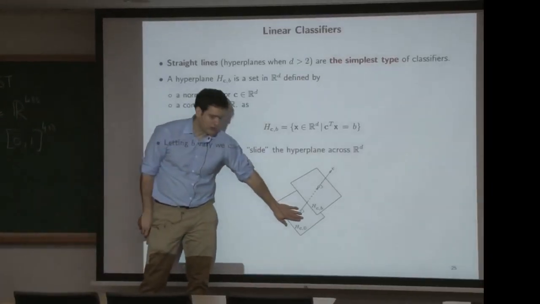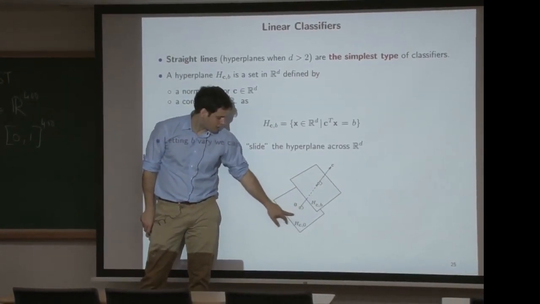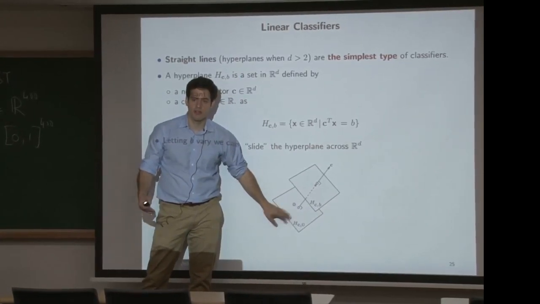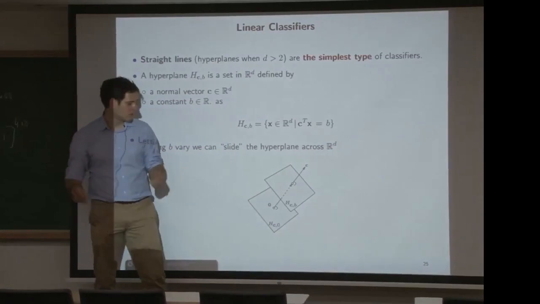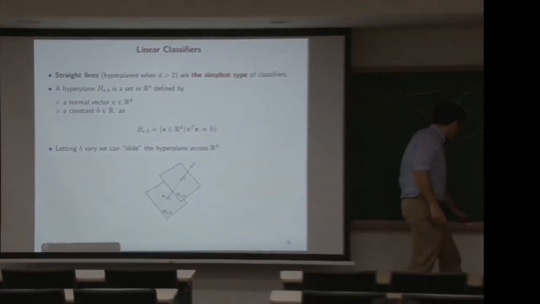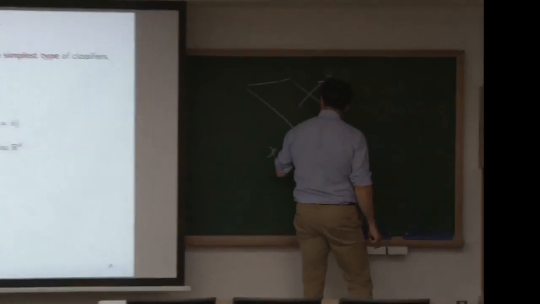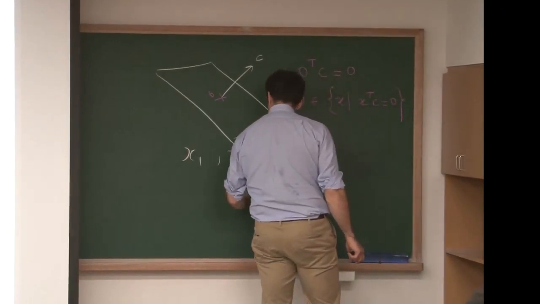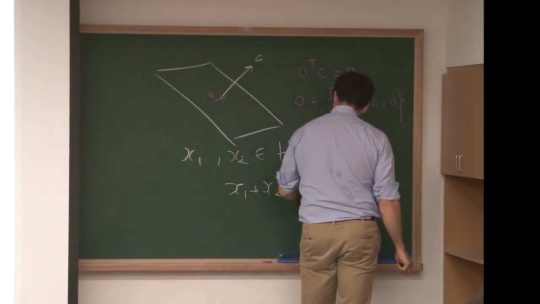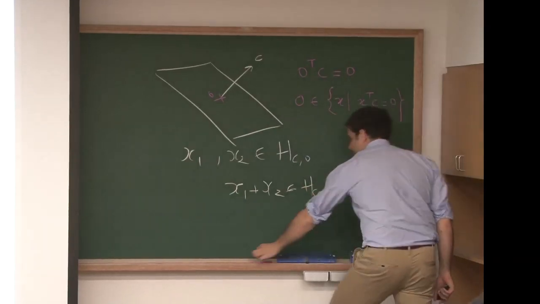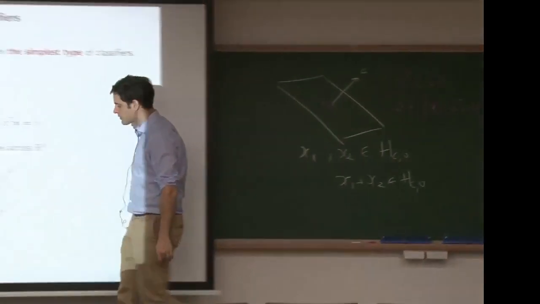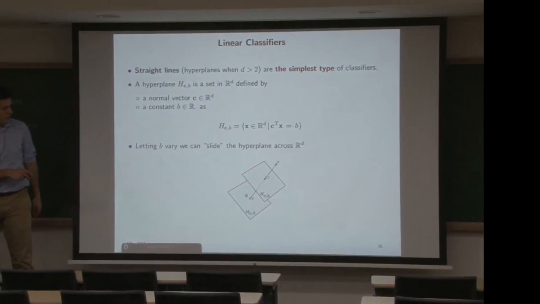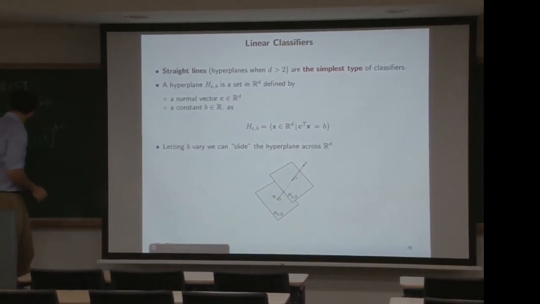So this is called a vector space, because if I just add vectors taken here, they will all be such that C transpose X is equal to 0. This is just a side note. If X1 and X2 belong to HC0, then X1 plus X2, of course, belong to HC0. So this is just one observation. You can easily prove that this is a vector space, but this is called an affine space.